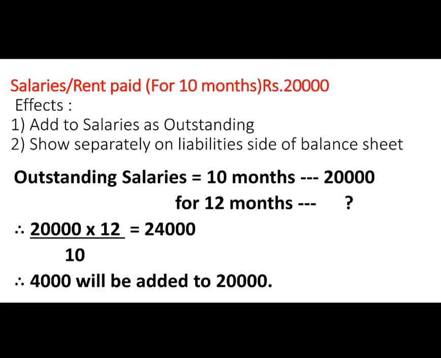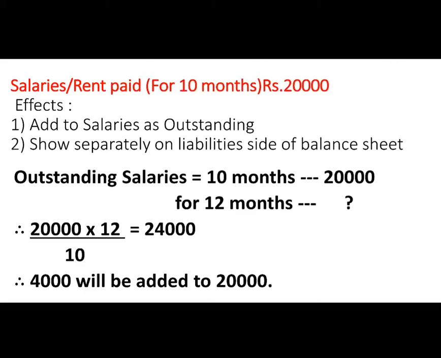This information is given to you. Now how many months are there in a year? We have 12 months, right? Here it is mentioned that whatever salary is given, it is for 10 months, and the amount is 20,000. In a year we have 12 months, which means the salary amount given is less. The salary of 2 months has not been added up, right? So you have to do the calculation and find out the 2 months' salary amount which is not given in the trial balance.